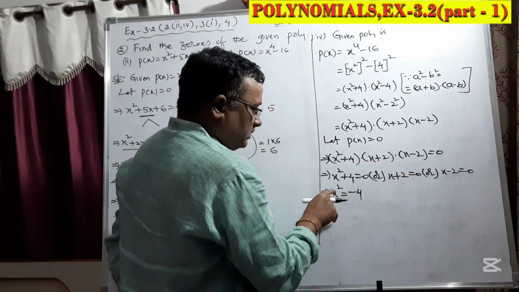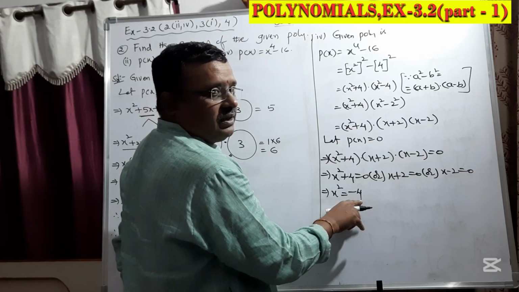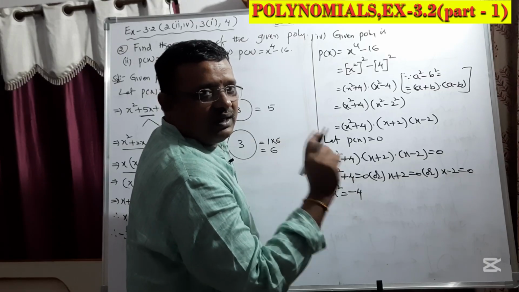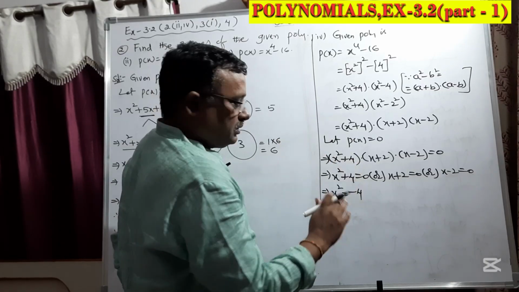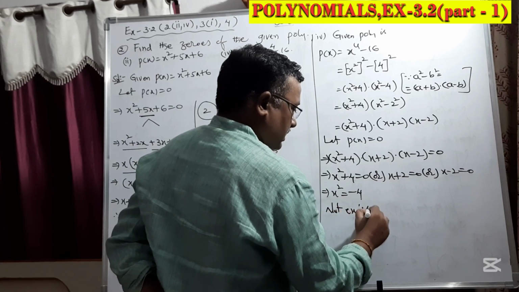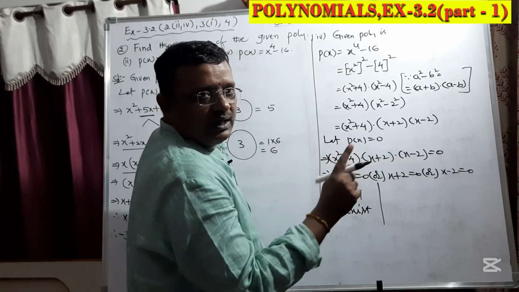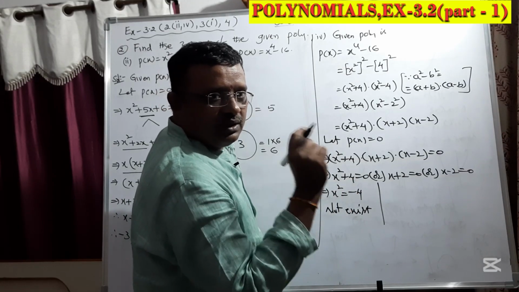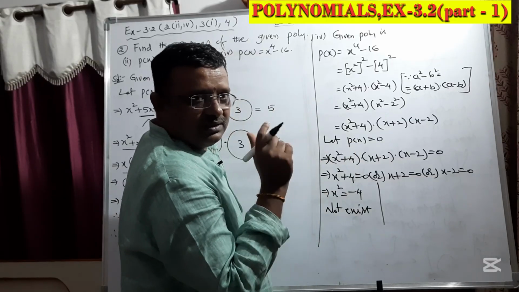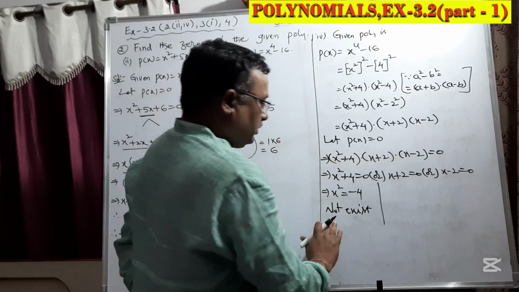But square of any number is never negative. Square of any number is never negative. It will never become negative. So this condition does not exist. This condition will not exist. You have to remember that one. Square is never negative. It is either 0 or positive, like modulus condition. It is either 0 or positive, greater than or equal to 0 only. Keep it in mind. So this will not exist.